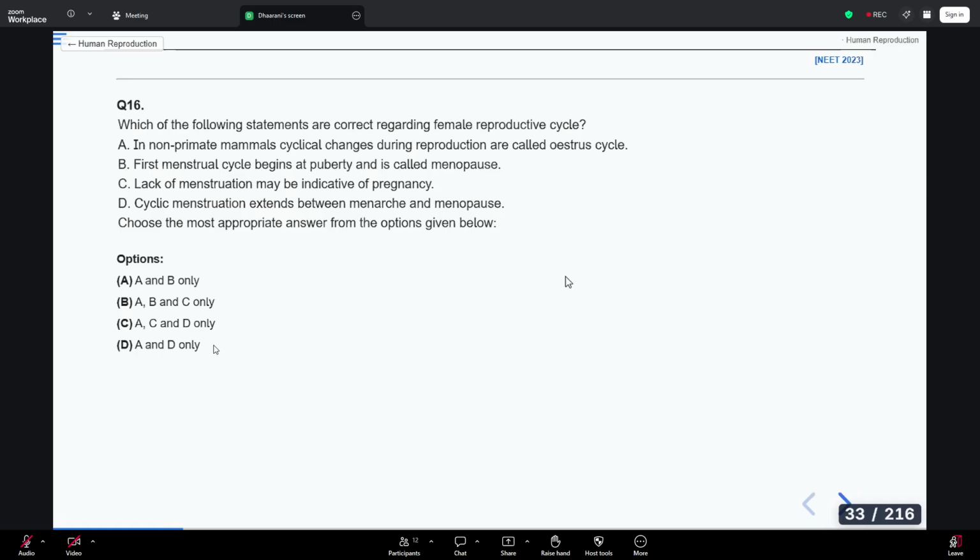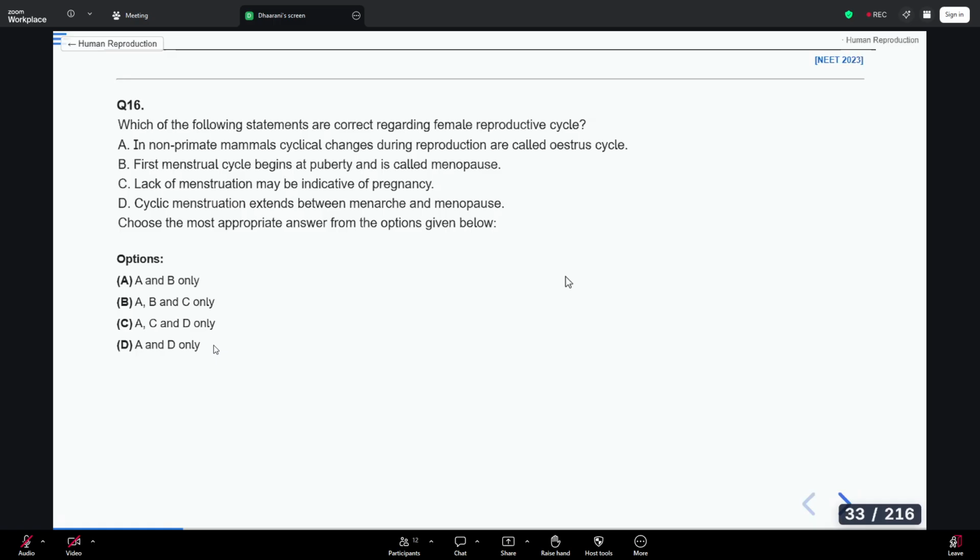Come on, fast, fast. Answer for question number 16. Which of the following statements are correct? Option C, it is A, C and D only. Non-primate mammal cyclical changes during reproduction are called estrous cycle. Lack of menstruation may be indicative of pregnancy. Option D, cyclic menstruation extends between menarche and menopause. Everyone is now behind option C.